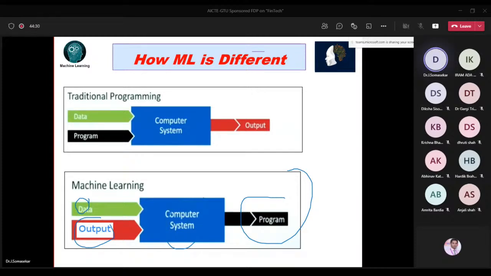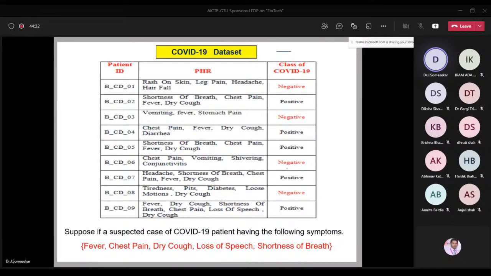If we take one more example, a healthcare application: here this is the input, the personal health record. The symptoms of the patient are the input, and the output we are also giving as input to the system. The output means whether the patient is COVID positive or negative. Up to today, this data is available. We have to give this data to the system, and by using that, it will make a model. Let us assume some machine learning model.